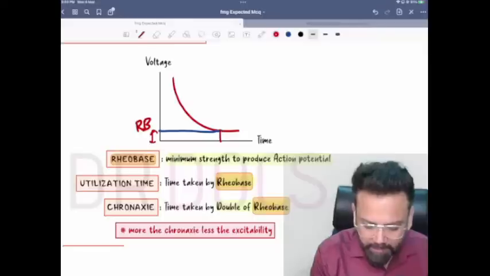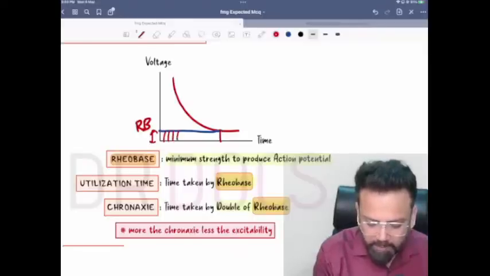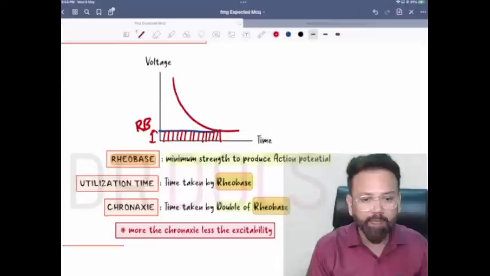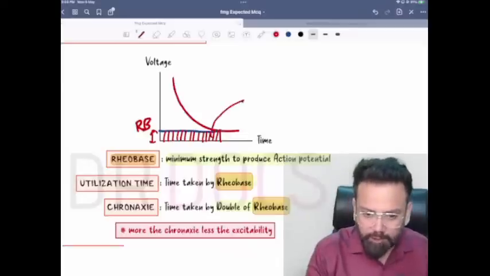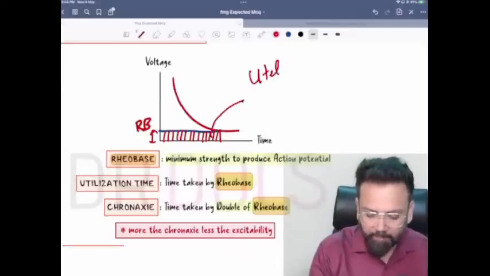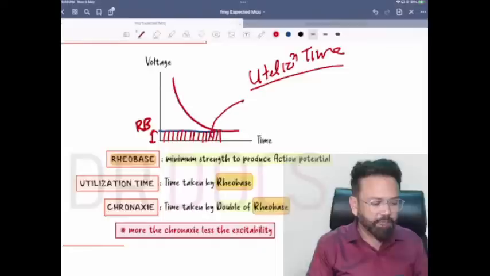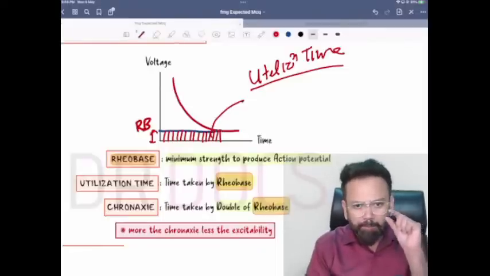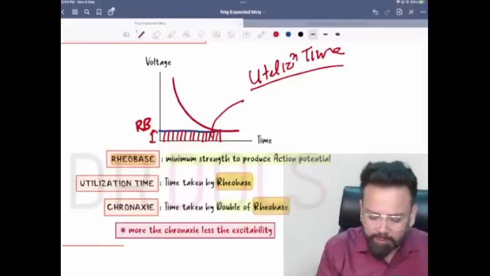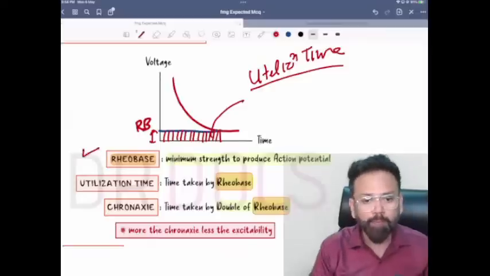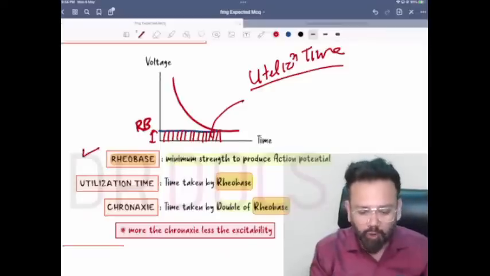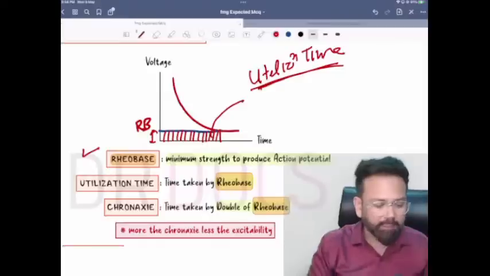And the time taken by rheobase, what is this time called as? Time taken by this rheobase is called as utilization time. So the minimum strength that can produce action potential is called as rheobase, and time taken by rheobase is called as utilization time.